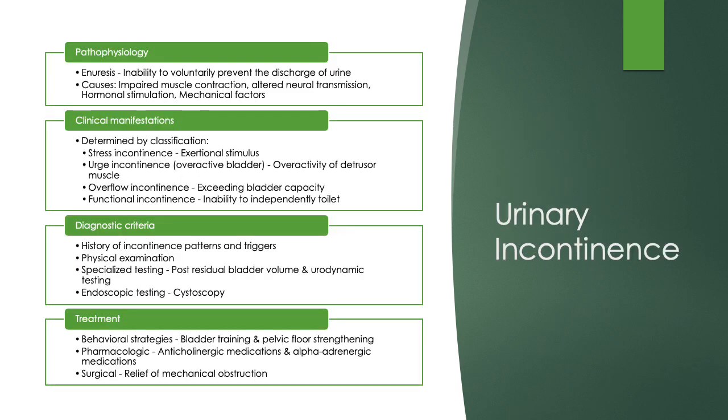Urinary incontinence is also known as enuresis, and this is defined as the inability to voluntarily prevent the discharge of urine. So, this means that you have no control over your urinary bladder. As far as the causes, you can have impaired muscle contractions, altered neurotransmission, or you can have issues with hormonal stimulation, even mechanical factors dealing with your bladder.